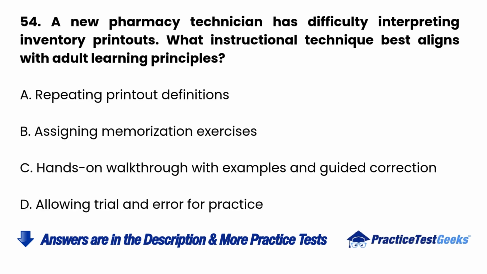54. A new pharmacy technician has difficulty interpreting inventory printouts. What instructional technique best aligns with adult learning principles? A. Repeating printout definitions. B. Assigning memorization exercises. C. Hands-on walkthrough with examples and guided correction. D. Allowing trial and error for practice.